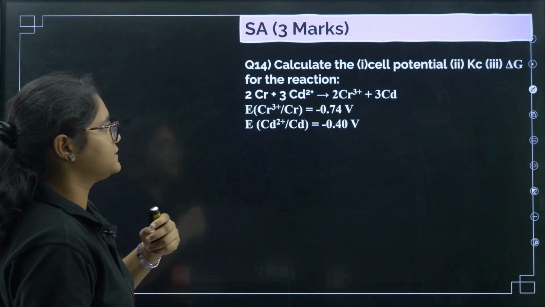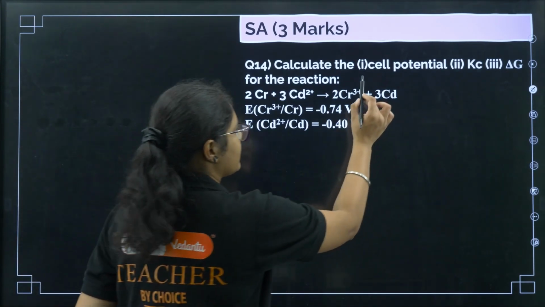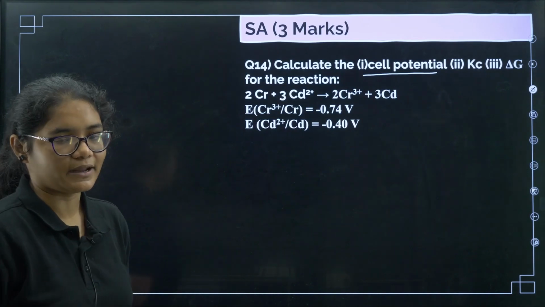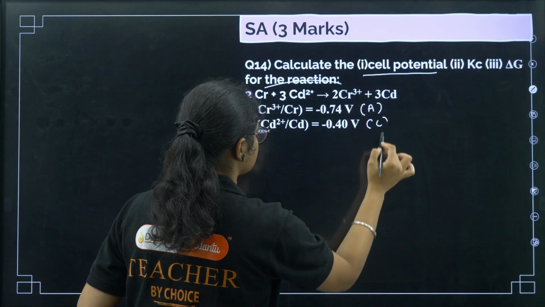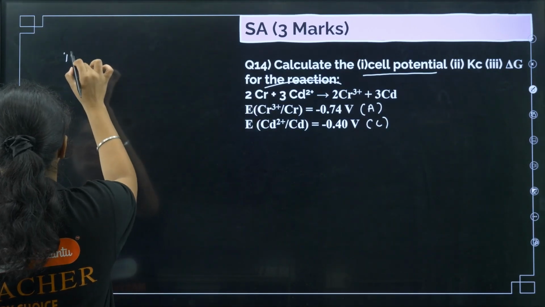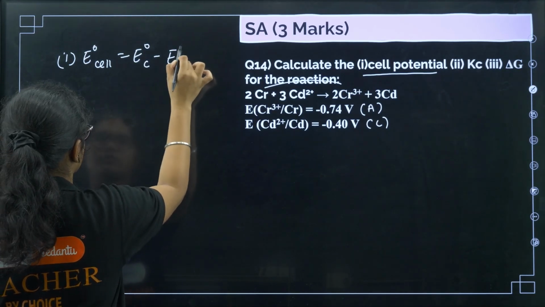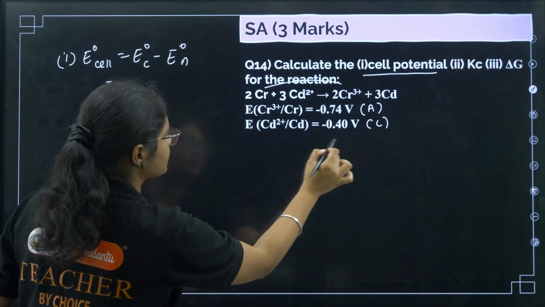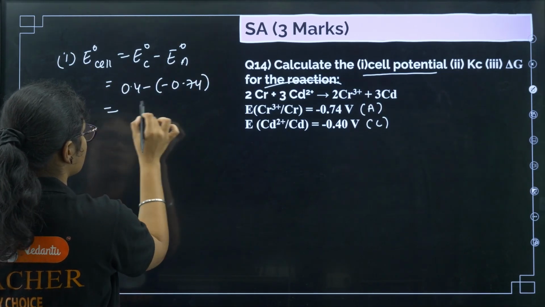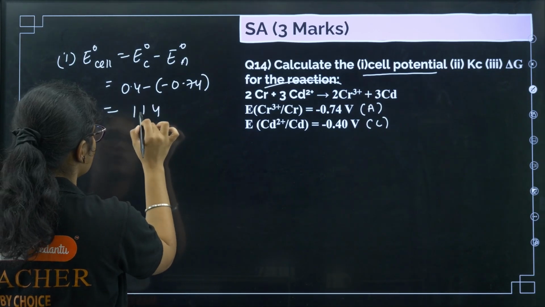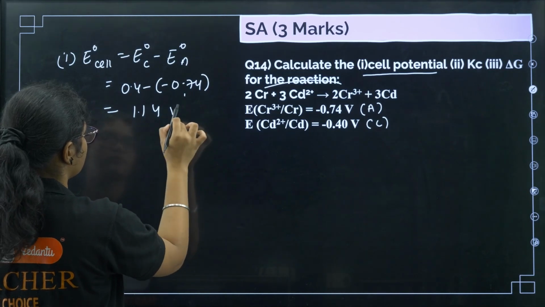Okay, very easy question, NCERT question. Next, calculate the cell potential, Kc and delta G for the reaction. First of all, to calculate the cell potential, you need E° of cathode minus E° of anode. Here chromium is undergoing oxidation, so this is the anode and this is the cathode. E° of the cell is equal to E° of cathode minus E° of anode. I'll substitute the values: cathode is 0.4 minus 0.74. How much will we get? 1.14 volt.